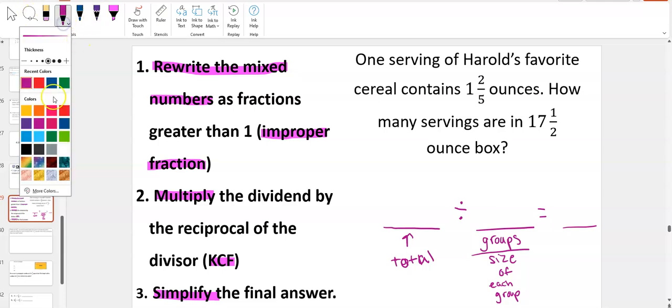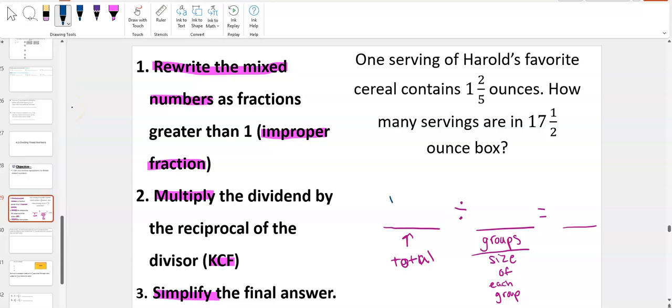So in our example here with Harold, he has 17.5 ounces of cereal. That's the total amount of cereal in his box. And each serving is 1 2/5 ounces. So we want to divide the 17.5 ounces into 1 2/5 groups, right? The size of each group is going to be 1 2/5 ounces, so that we can figure out how many servings he can have.